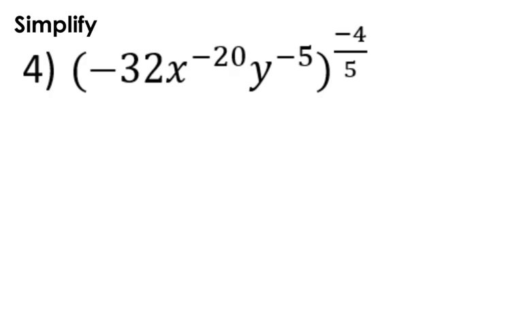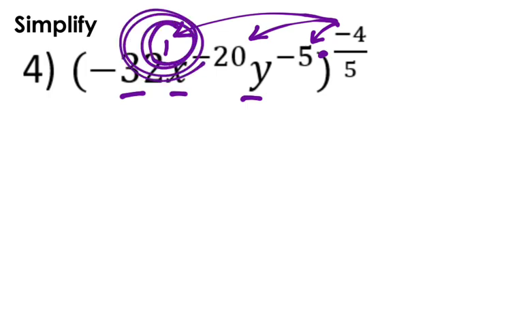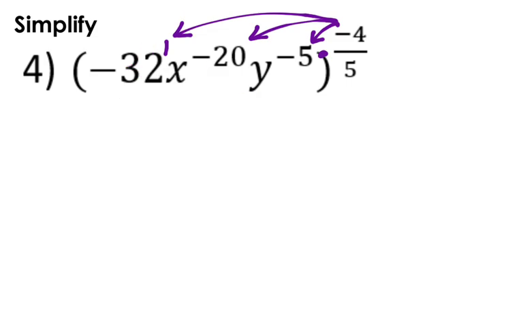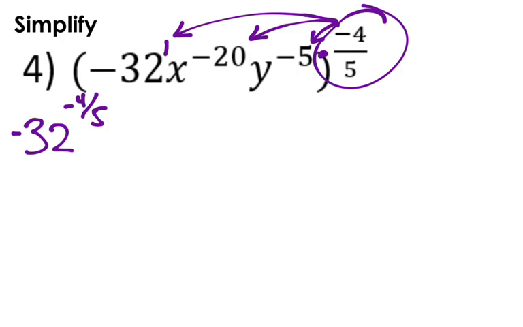All right, hopefully you remembered that the power of -4/5 is going to be applied to all three of these numbers, the -32, the x, and the y. The -32 had a power of 1. That is a critical thing to be aware of. That means the -32 is getting its own exponent of -4/5. Very important part of this to understand. I'll say it once again.